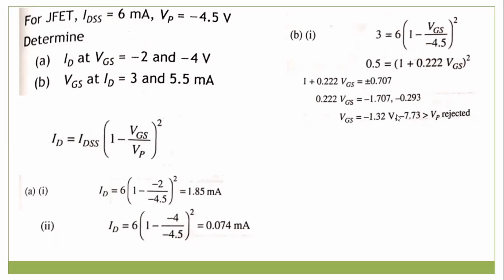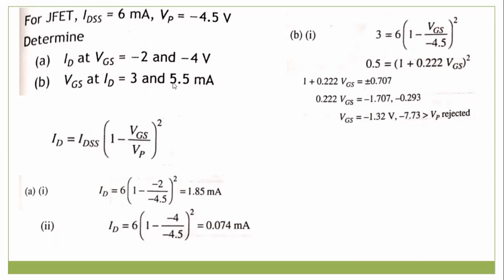This is one value. Another value is minus 1.32. Why? Because here there is a plus or minus 0.707. If I consider minus, then it is minus 1.707. If it is plus, then what happens? 1 minus 1 plus 0.707. That's why you'll get minus 0.293. So this is the way we can find out the VGS when I know the ID, IDSS and VP values.